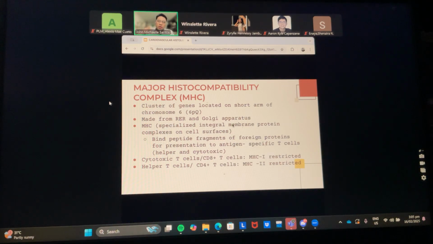So just an overview of your major histocompatibility complex, no? Because this topic is quite complex. So basically, these are just a cluster of genes located in the short arm of your chromosome 6. So these proteins were first recognized in their roles of the immune system, and they basically perform in your graft and tissue rejection.